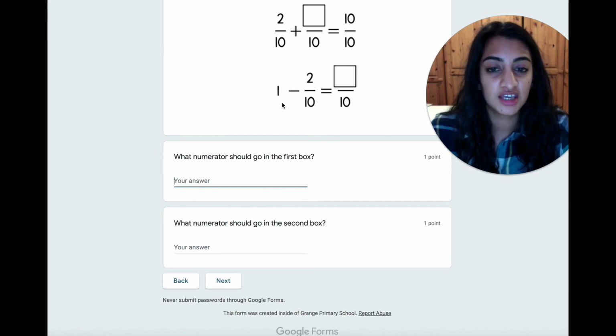Just give me what you think the numerator should be there. And then the second calculation is 1 minus 2/10 equals how many tenths? We did this very recently, in fact, on Monday, adding and subtracting fractions. So have a think what should go in the second box here.